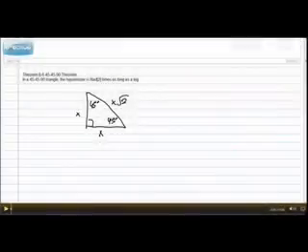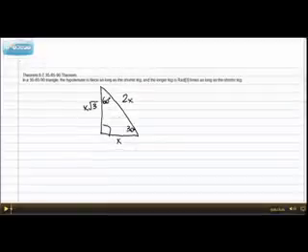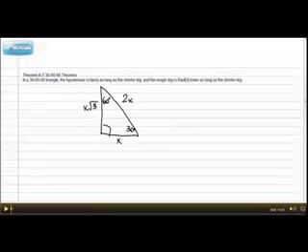Theorem 8-6, the 45, 45, 90 theorem. In a 45, 45, 90 triangle, the hypotenuse is rad 2 times as long as a leg. In a 30, 60, 90 triangle, the hypotenuse is twice as long as the shorter leg, and the longer leg is rad 3 times as long as the shorter leg.